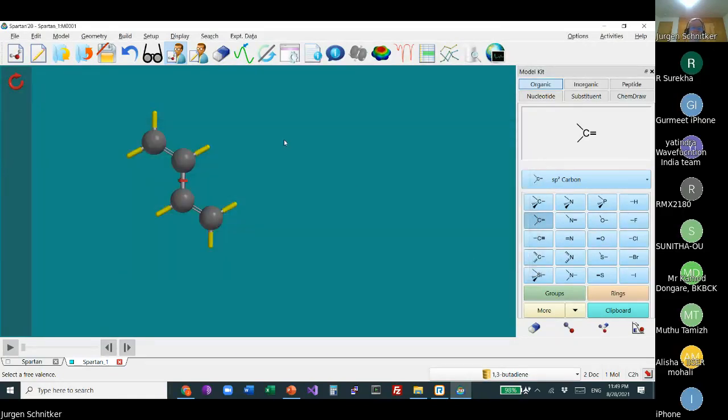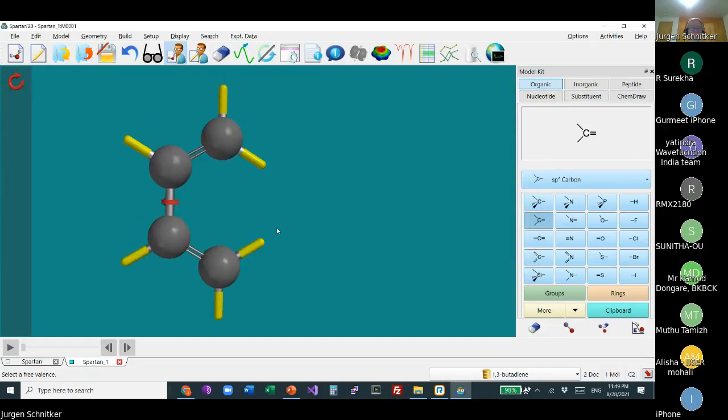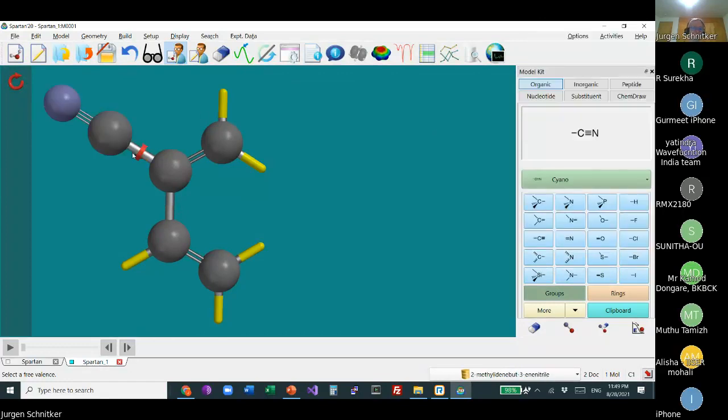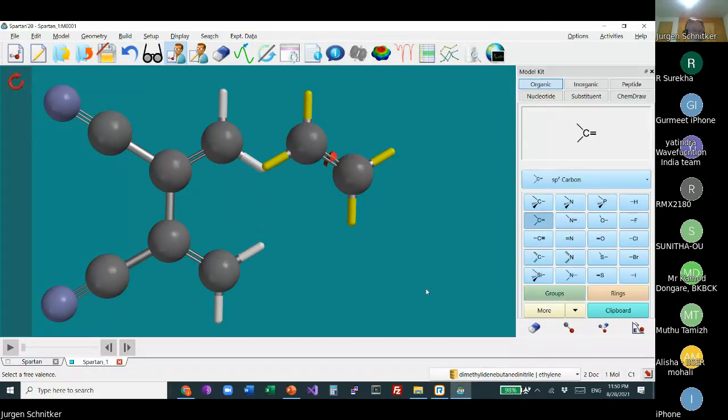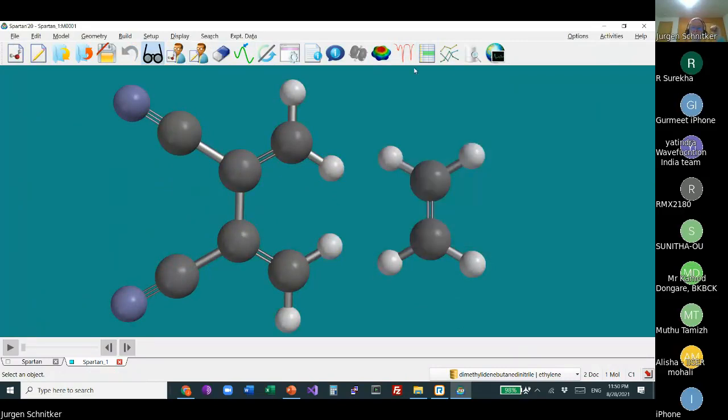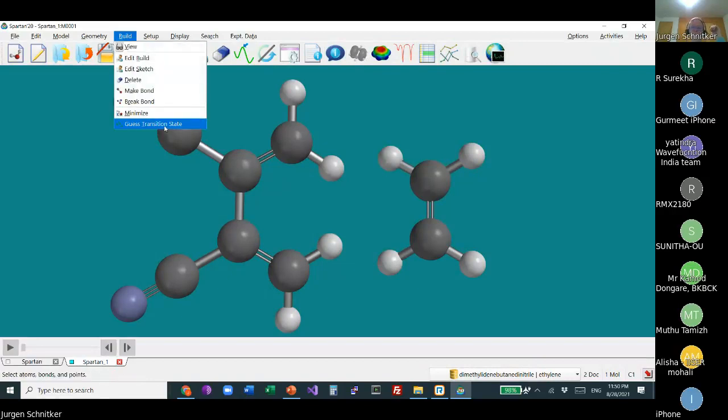Okay, I was about to build butadiene here, and I will plug on a few cyano groups, to make it more interesting. And I will do a classical Diels-Alder, where I set it up like this. Now I have a tool here, in the build menu, guess transition state. There's the icon for guess transition states. These icons are all replicated in the menus. So it's guess transition state.